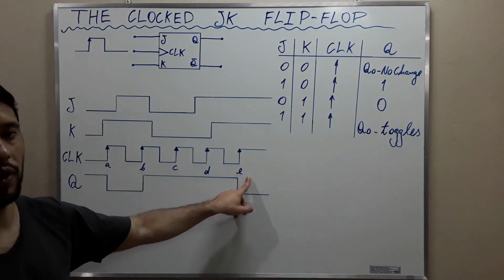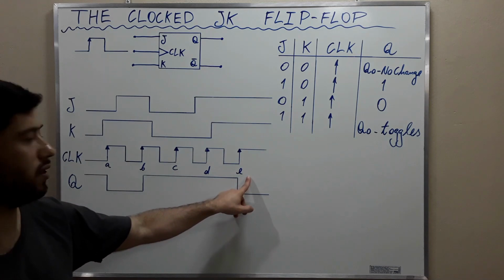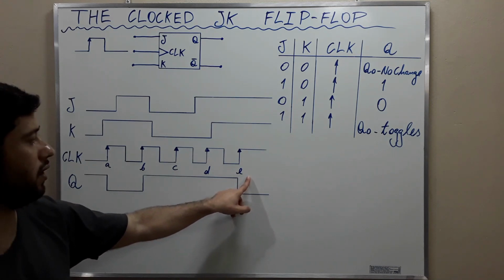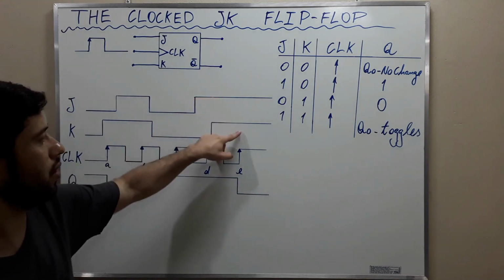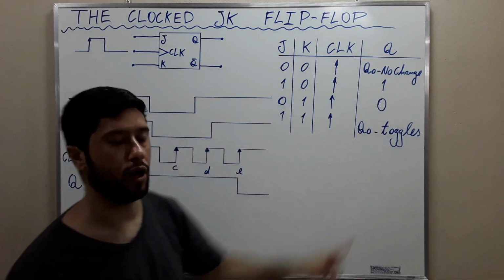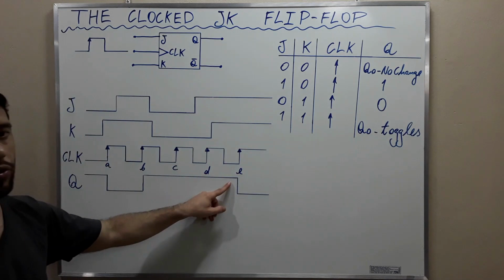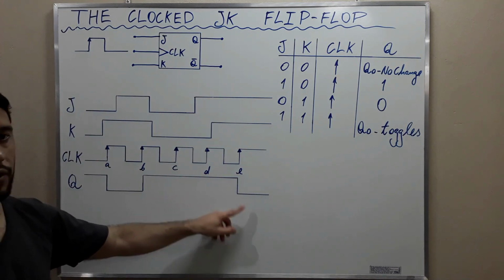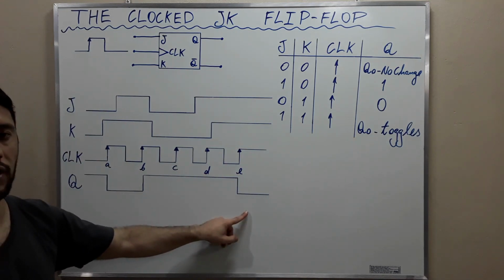The subsequent positive-going edge of the clock is E. At E, both are 1. When both are 1, the output toggles. The output will toggle from 1 to 0. Okay? This is how the flip-flop behaves.